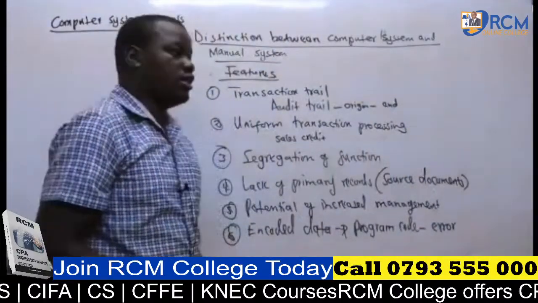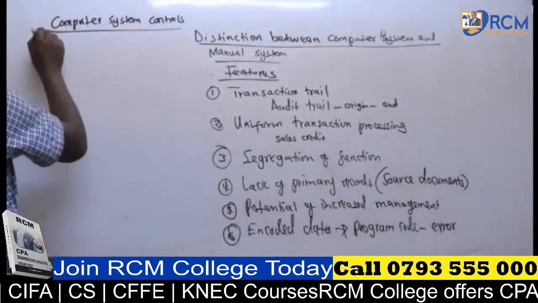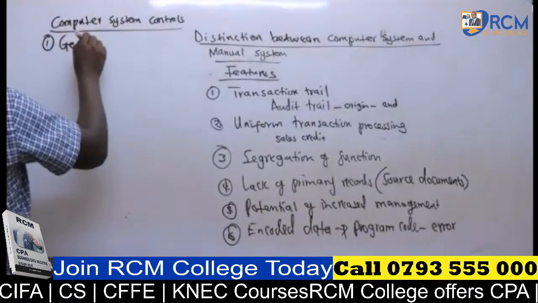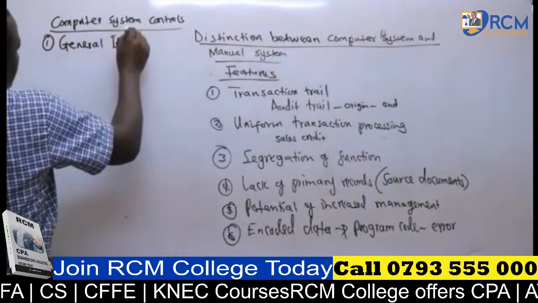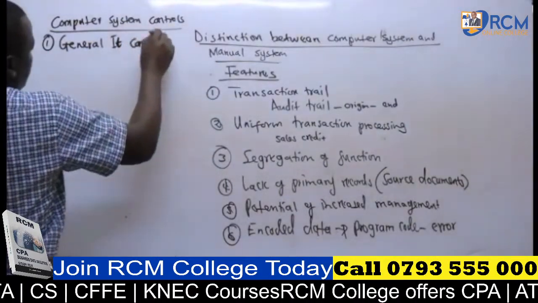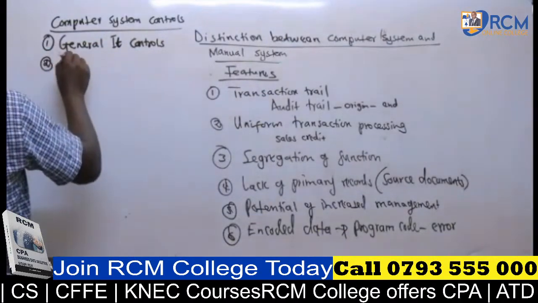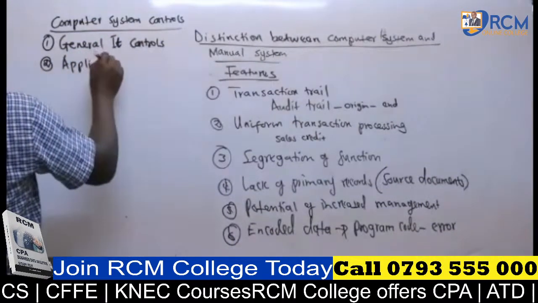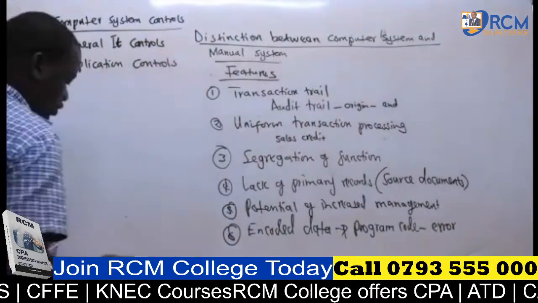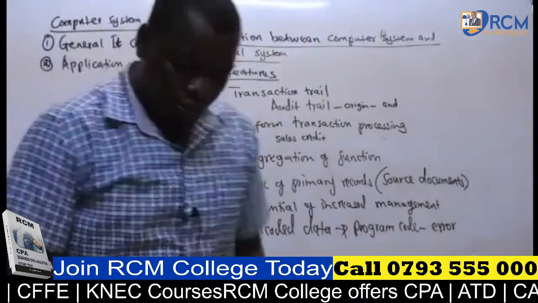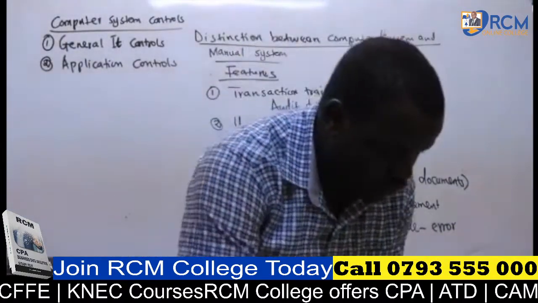Controller measures. So controls are administered in two main areas. Number one, we have what we call the general controls, general IT controls. Then the second one is what we call the application controls. Then we can start with this first one, the general controls.